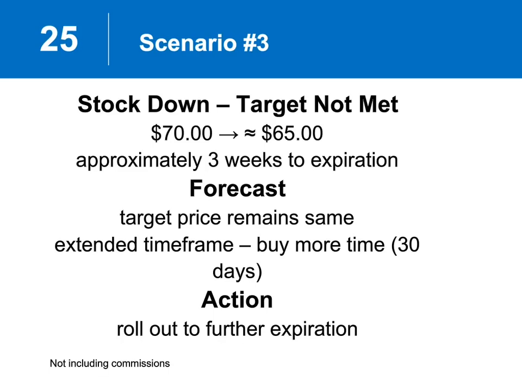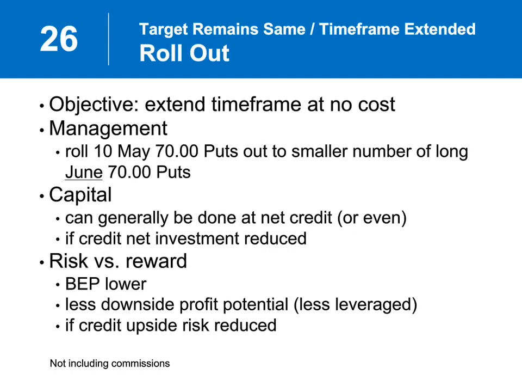So our choice is to roll out to a further expiration. So let's see what we do. To extend that time frame, we decide to roll, as I said, just roll out, not down. So we're going to roll those May 70 puts out to June 70 puts. Getting back to that capital question, if we're going to roll from May to June, obviously that additional period of time is going to cost us some money. I think we decide that we want to do this for even or a net credit.